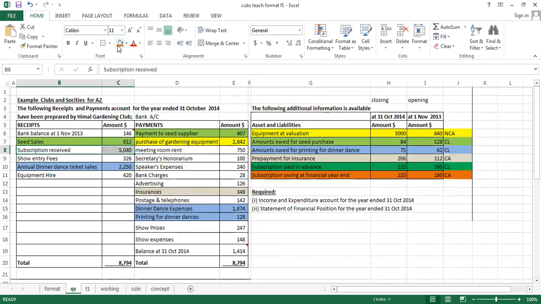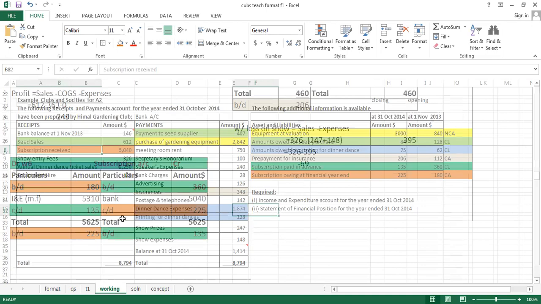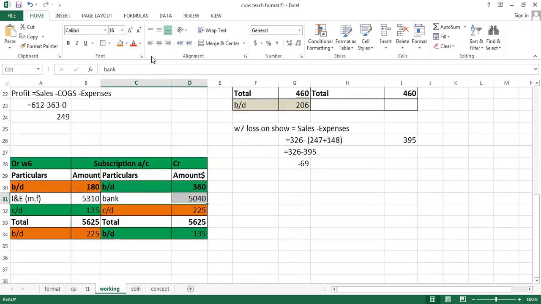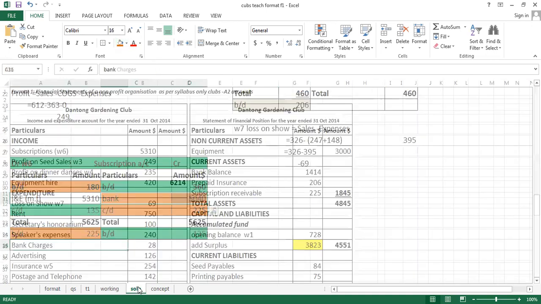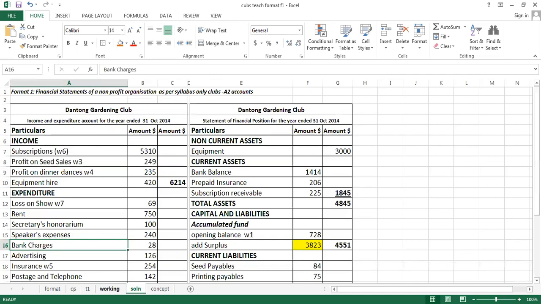Here you can see subscription received. So when you receive subscription, very simple. If you extract this entry, it's going to be bank account debit, subscription account credit. So subscription account credit means in the credit side you need to post it. In the credit side you can write bank and post it 5040 this way. Okay, now after having done that, this is complete.